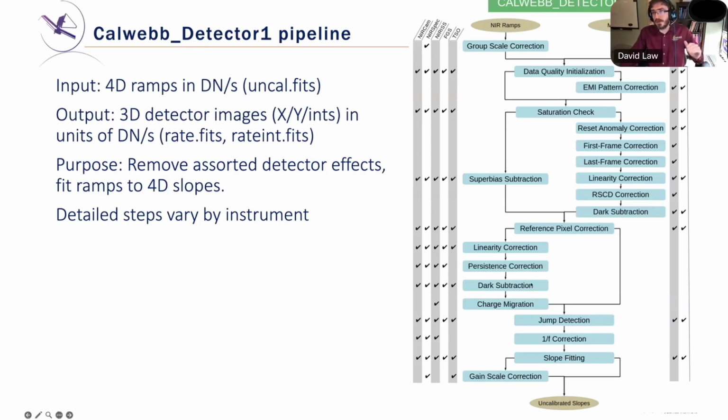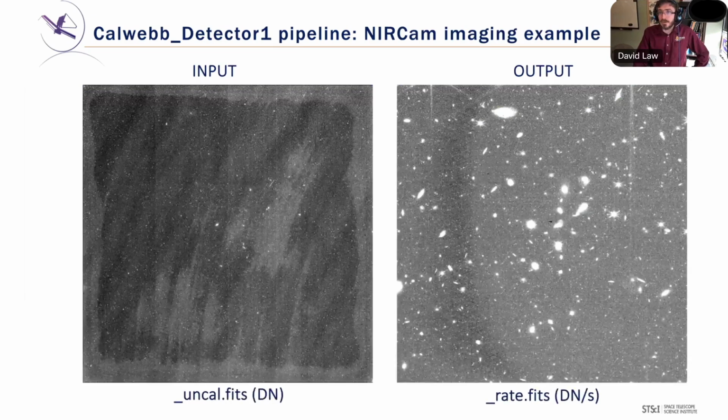You worry about the dark current, the rate at which counts in the detector go up just by thermal issues with the detectors themselves. You look for cosmic rays. You can correct for 1/f noise, which I'll go into a little bit more later. And then the final step at the end is where you fit this slope, and you get an image for the detector.